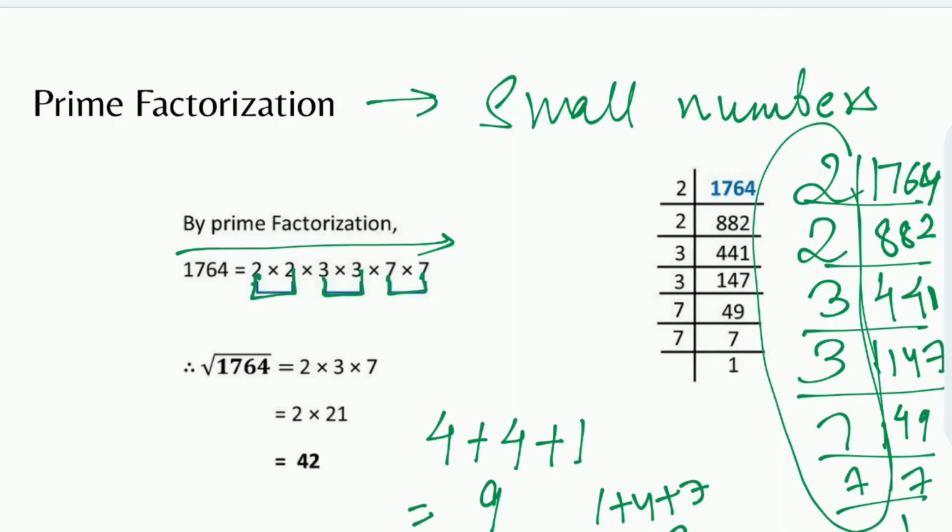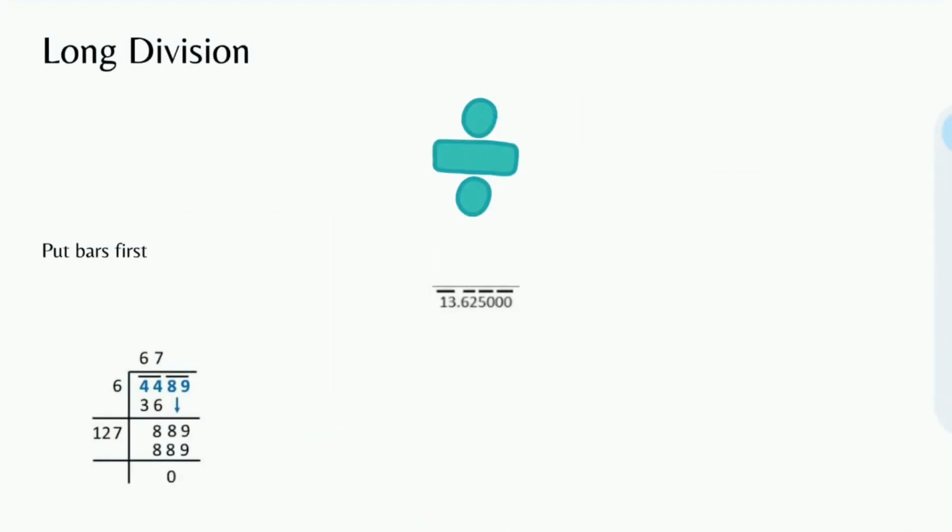So it becomes a group of 2 because you're finding out the squares. You will take one 2 from this group, one 3 from this group, and one 7 from this group. So it becomes 2 into 3 into 7. Hence it will become 42. Okay. So the square root of 1764 becomes 42. On to the next method, which is called the long division method.